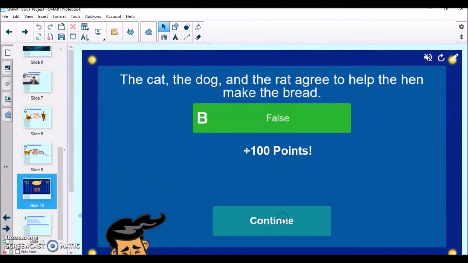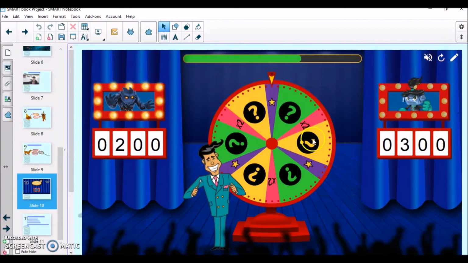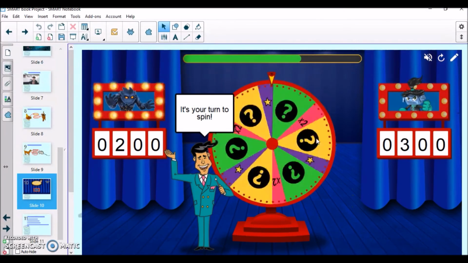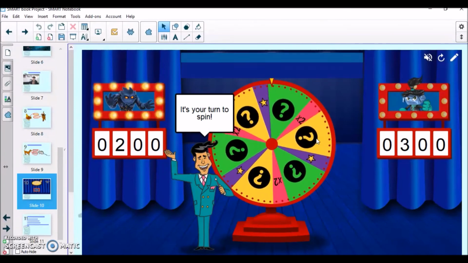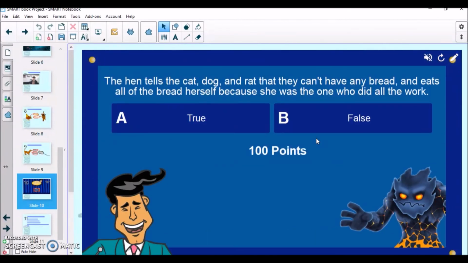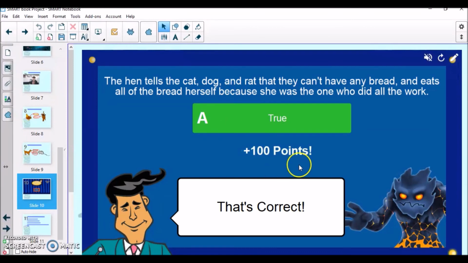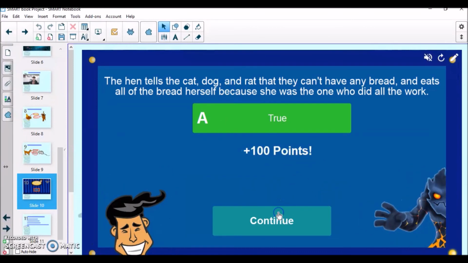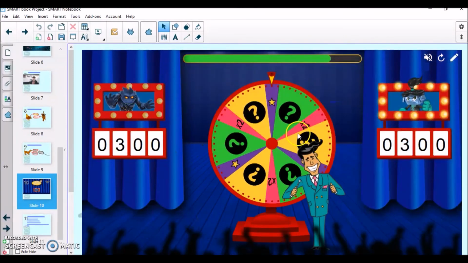Okay, continue. Let's spin again. Okay, the hen tells the cat, the dog, and the rat that they can't have any bread and eats all the bread herself because she was the one who did all the work. Is that correct, Russell? Okay, it was true. There you go. All right, continue. Okay, let's spin.